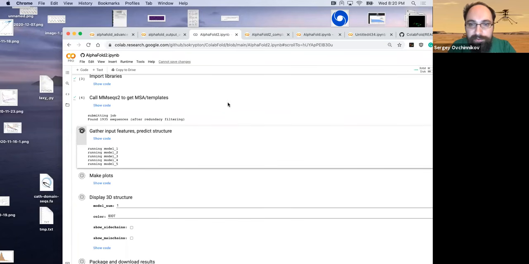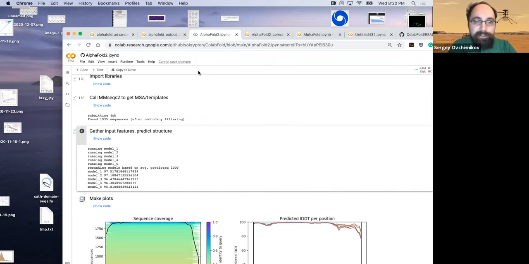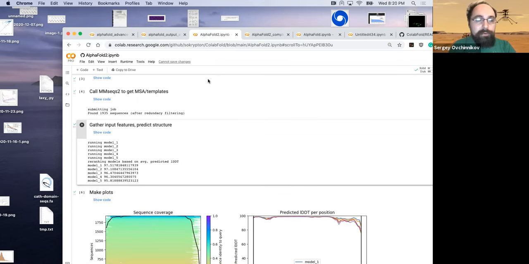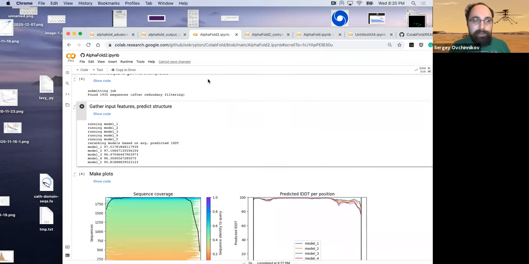Let's see. Was there any other questions here? Oh, the question is, is it possible to supply your own templates? Technically, you can, but we don't provide that with the notebook right now. If that's an option that people want, it would be relatively trivial to add. The simplest thing is if you provide a PDB code, we could just retrieve that and align it.